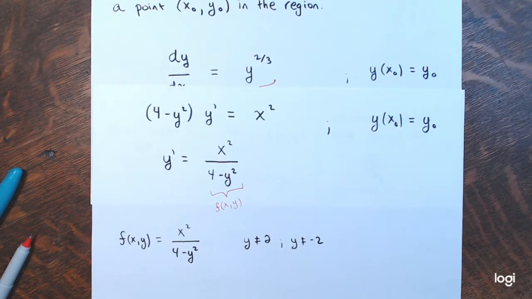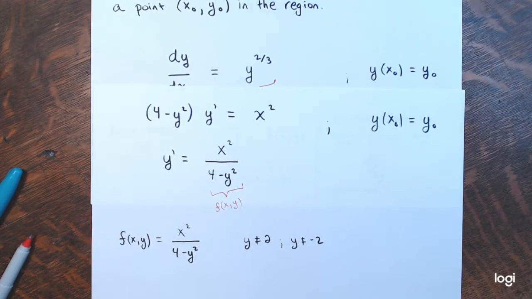And again, this being a rational function, it's continuous everywhere except for where it's undefined. So it's continuous everywhere except at the line y equals 2 and the line y equals negative 2.